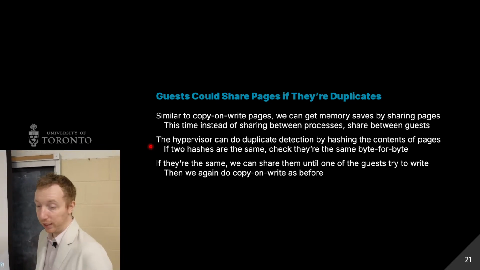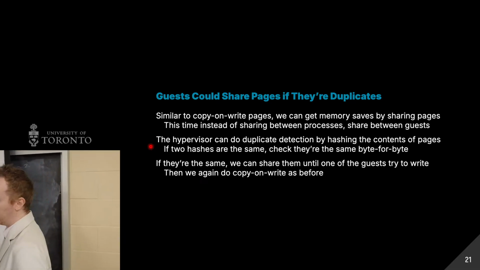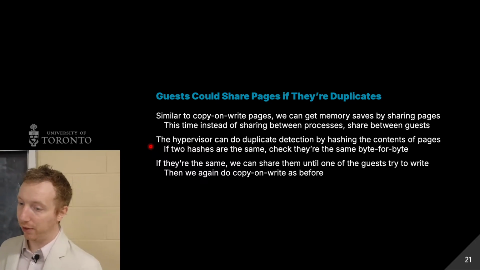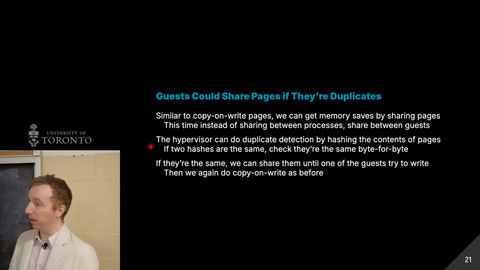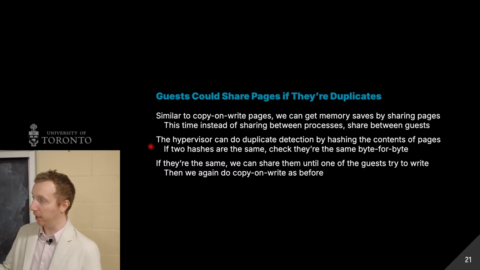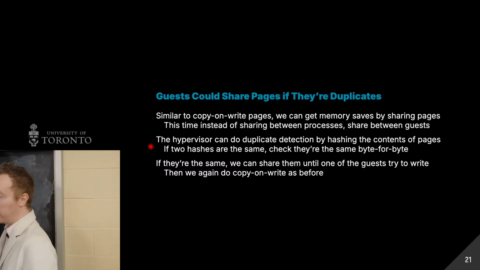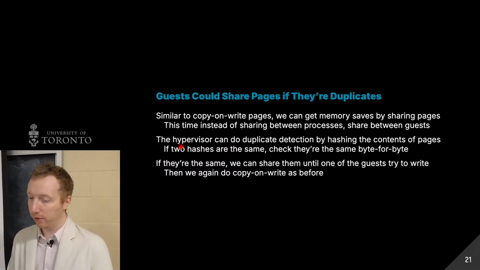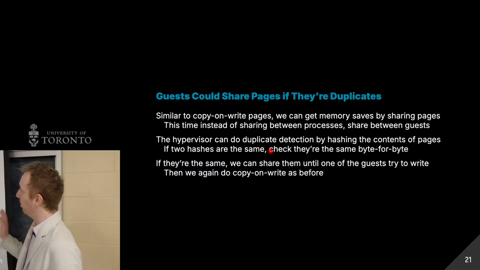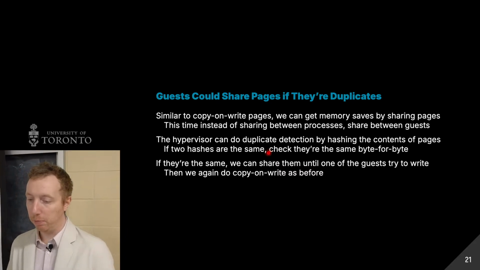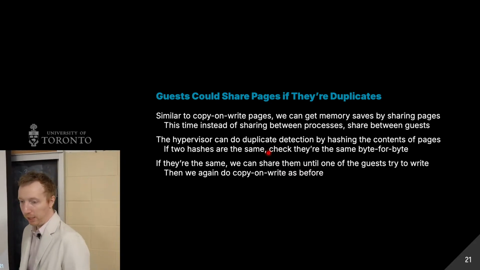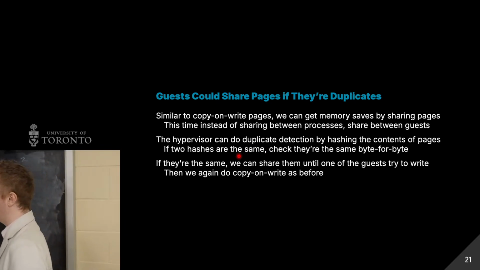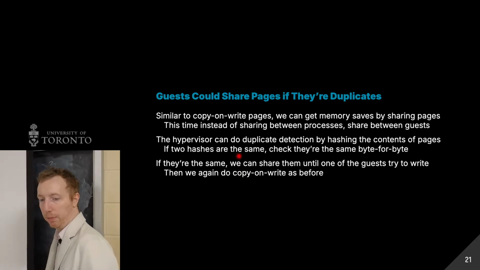So the hypervisor can do duplicate detection by hashing the contents of the pages. If the 2 hashes are the same, well, that means they might be the same or may not be the same. It's not possible that they are not the same. So if the 2 hashes are the same, then it will go through and check them byte for byte. And if they're the same byte for byte, then it would share those 2 pages, just like copy on write. And it would share them until one of the guests tries to write. Same idea as copy on write.